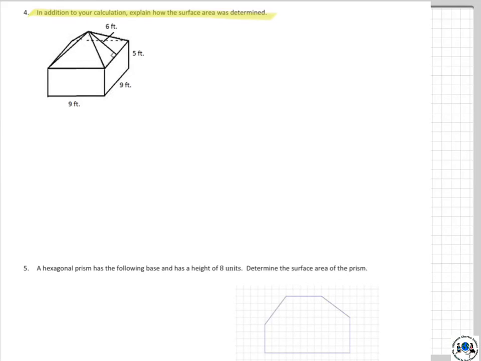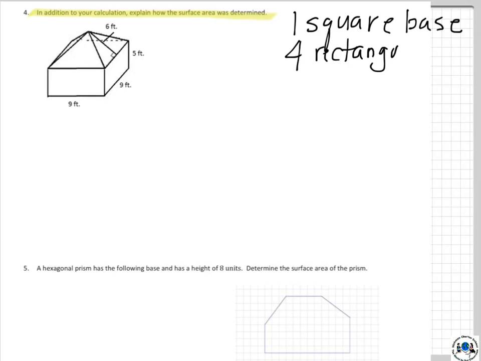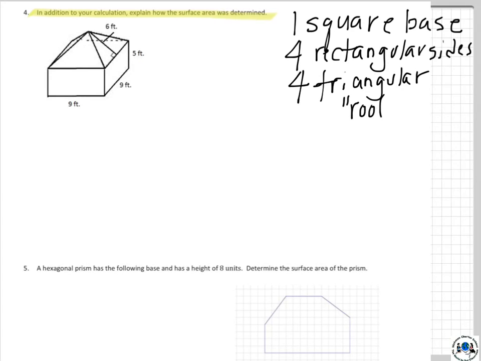Alrighty, let's take a look. I see one square base, four rectangular sides, and four triangular roof sections. That's how I'm explaining how I'm getting the surface area, by taking this figure apart in this way. Not sure how you did it, most likely the same, I'm thinking.